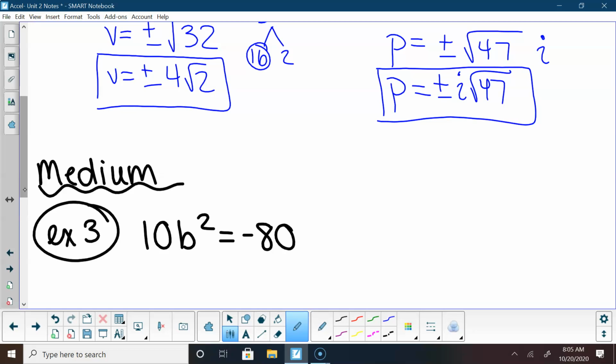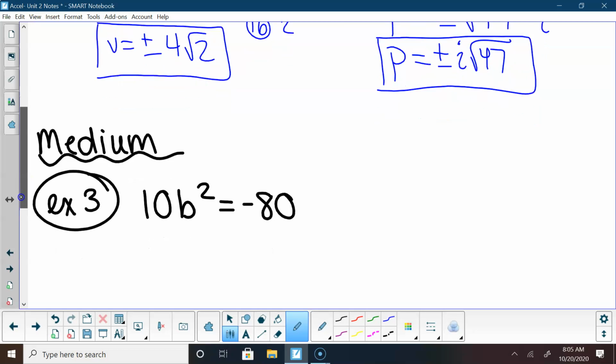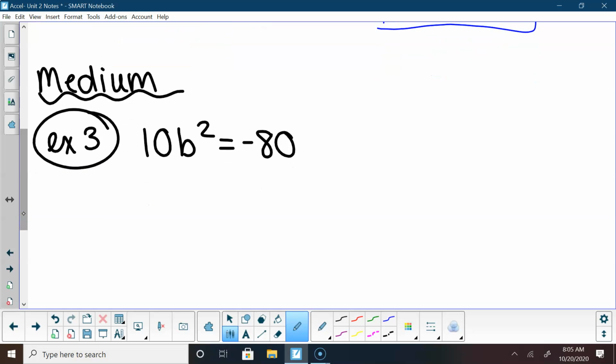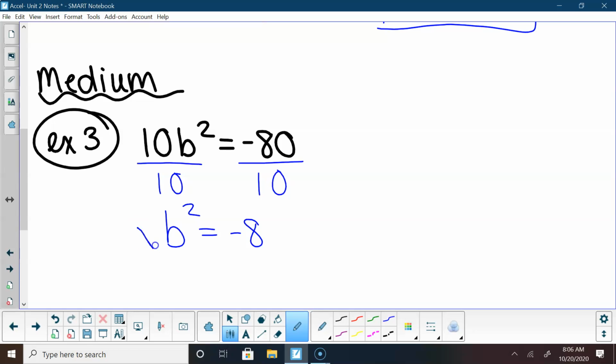All right, so for the medium problems, what do you think my first step's going to be? What did you say, Taylor? Yeah, divide both sides. I want to get b squared completely on its own before I take a square root. Now when I take my square roots of both sides, I've got an i involved. I'll write this up here. So I've got b equals plus or minus i.